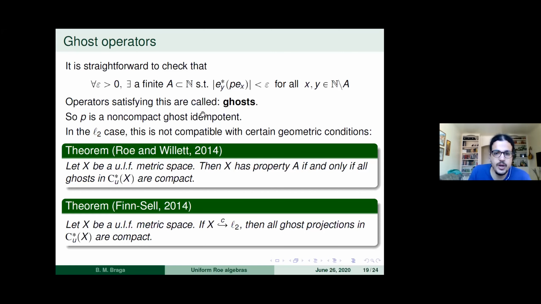But more than that, actually, we have a projection here, right? So we don't even need to look at all the ghosts. And this result here of Finn-Sell says that if you are inside of l^2, then maybe you have ghosts which aren't compact, but at least all ghost projections will be compact, which would be already enough to give you a contradiction. Obviously those theorems don't apply to us in the Banach space scenario, but this translates the problem of rigidity of uniform Roe algebras for some more general basic sequences to studying the ghosts in the uniform Roe algebras.